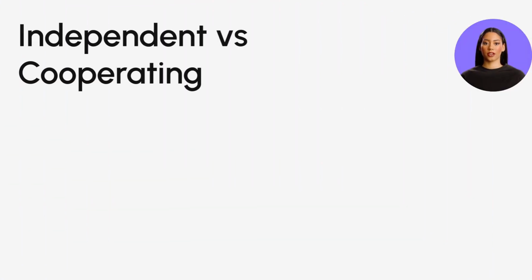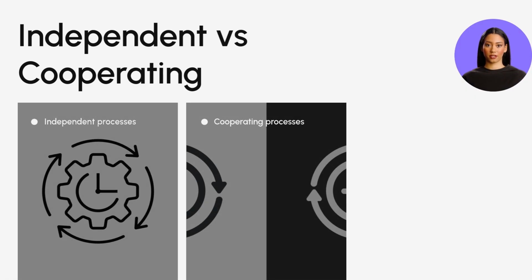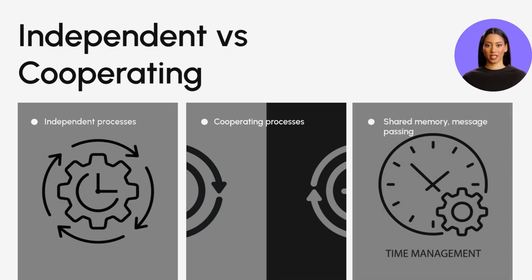Independent processes operate without affecting others, suitable for isolated tasks. Cooperating processes share data and interact for joint tasks. They rely on IPC mechanisms like shared memory and message passing. Independent processes are easier to design with fewer risks. Cooperating processes require synchronization to avoid errors.